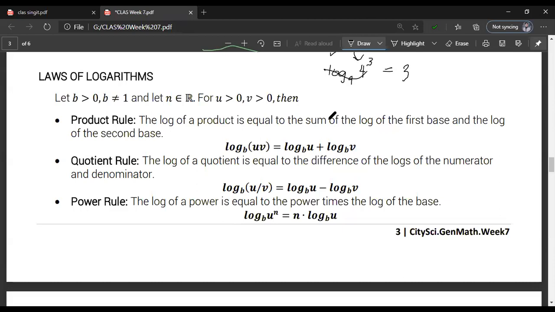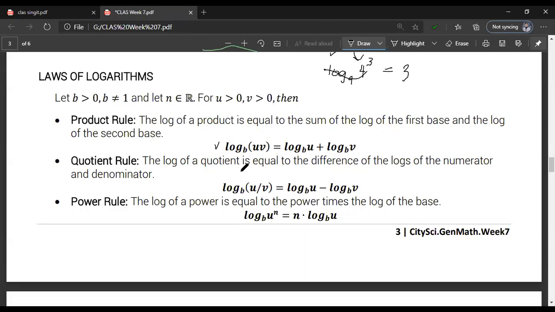So number 1, we have product rule. The logarithm of the product is equal to the sum of the logarithm of the first factor and logarithm of the second factor. So anong ibig sabihin po niyan? Itong example natin. The logarithm of uv with the base b is equal to the logarithm of u with the base b plus logarithm of v with the base b.